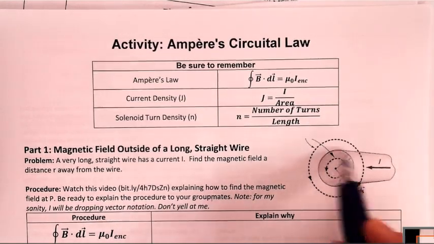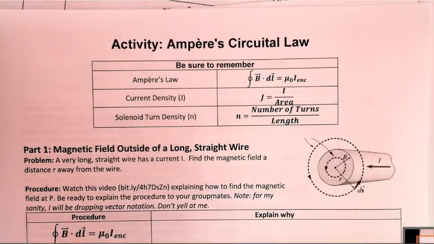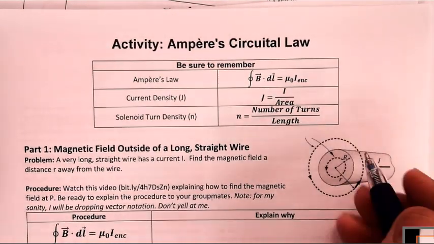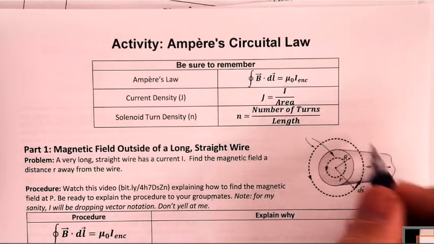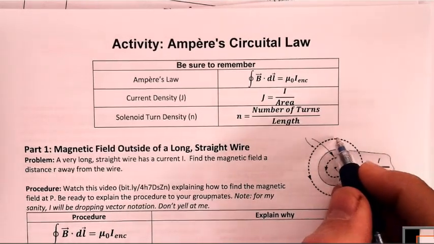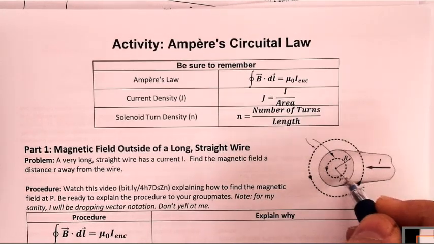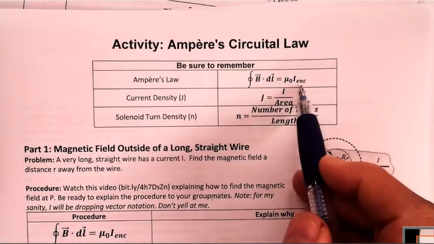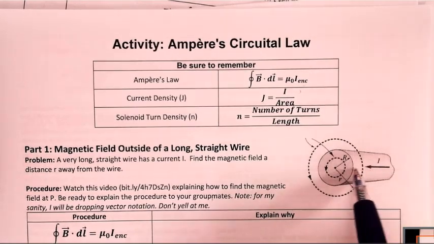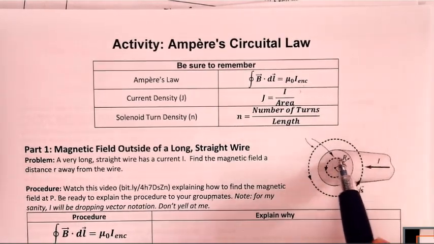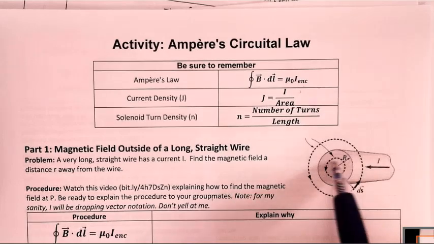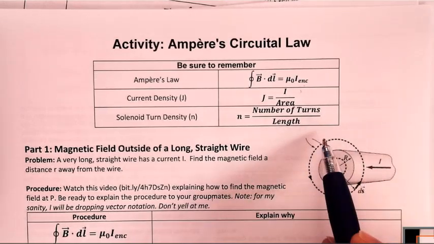So imagine we have a current-carrying wire. The current is going out of the page towards you. To find the magnetic field outside of the wire, we can draw an Amperian loop a distance r away from the center, little r away from the center. The current enclosed in this case is just I. It's pretty easy. It gets a little harder when you go inside of the wire, but outside it's just I.